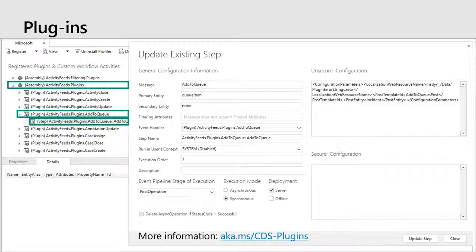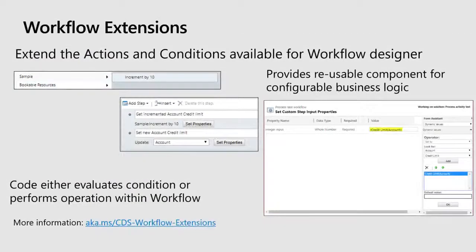So the key point is there's plugins, there's assemblies, there's plugins, and then there's steps. And these, we'll show a little further, you get registered to particular events that occur on the platform that trigger your business logic. Workflow extensions, on the other hand, are a little different in that they are also assemblies and they also have classes, but they also include input and output parameters.